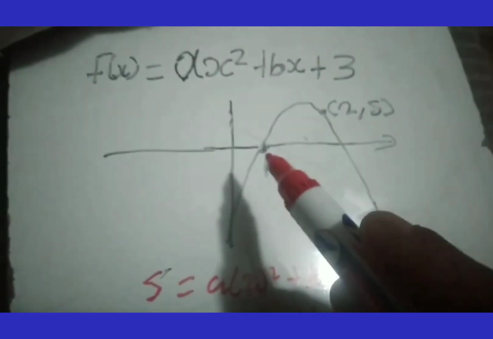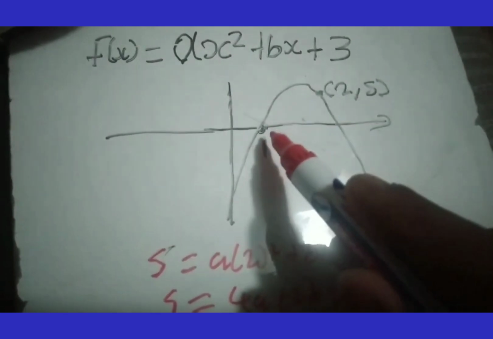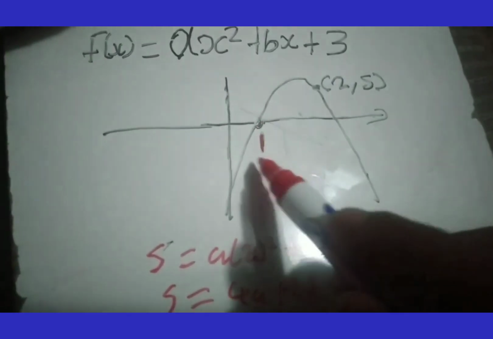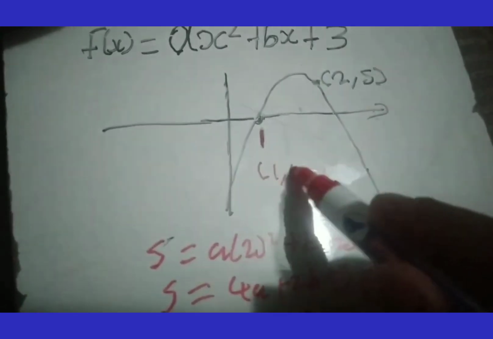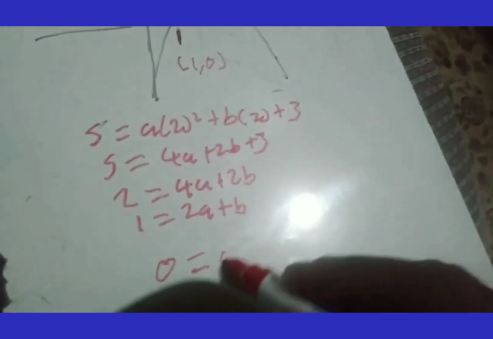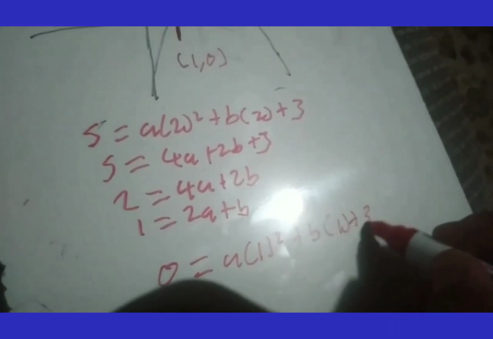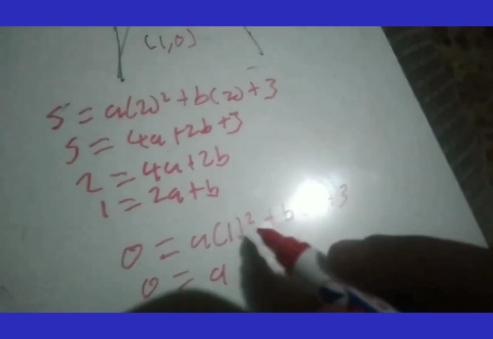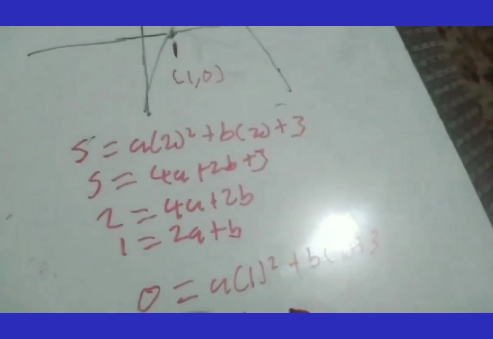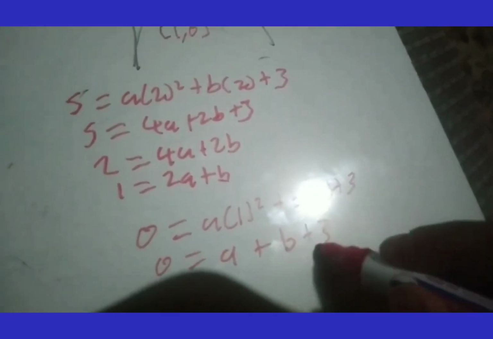Then we substitute the second point that we're given. So we're given an x-intercept at 1. So it means the y value is 0. So the other point that we're given is actually (1, 0). So when we substitute, it's going to be 0 is equals to A into 1 squared plus B into 1 plus 3. So we're going to have 0 is equals to A, because 1 squared is 1 times A is just A. B times 1 is just B plus 3.